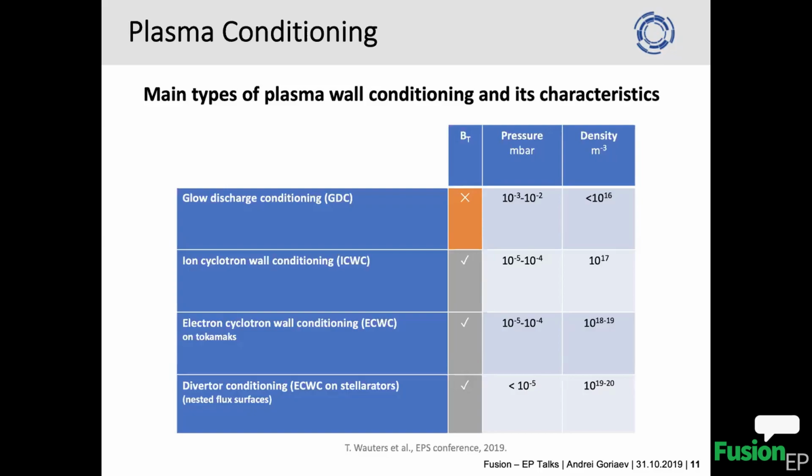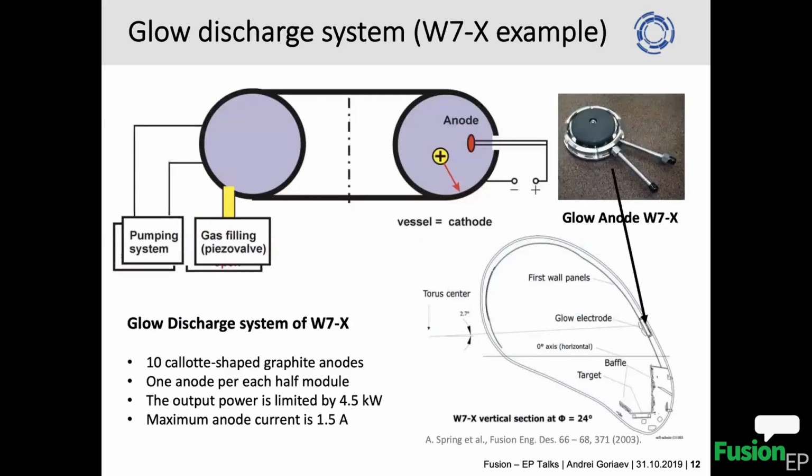So we start with the common wall conditioning tool, which is plasma-based, glow discharge. Maybe most of you are familiar with what glow discharge is, but I would like to describe it for fusion devices. So glow discharge is an ohmic discharge. You apply a potential difference between anode and cathode, and you create the plasma.